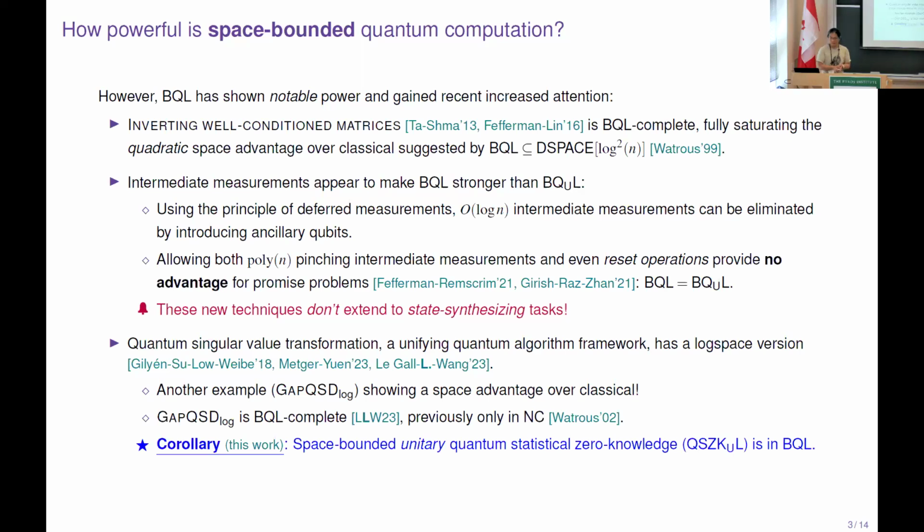Actually, a corollary of this work is that we can show a space-bounded variant of quantum statistical zero knowledge, in particular where the verifier only uses unitary gates. In that case, it's contained in BQL. So that's kind of a spoiler of the side result.